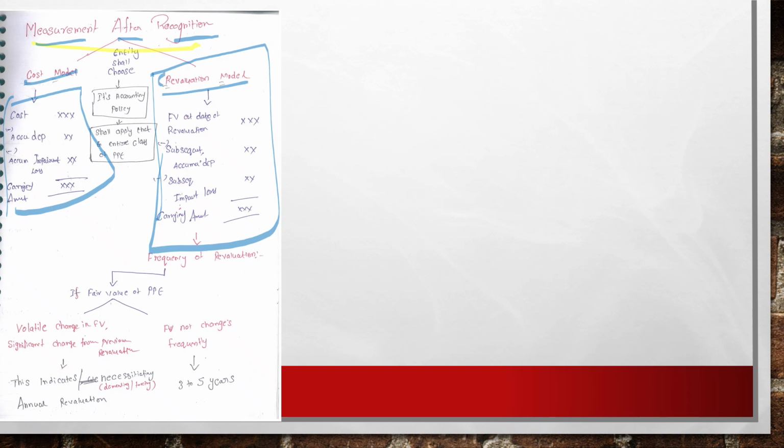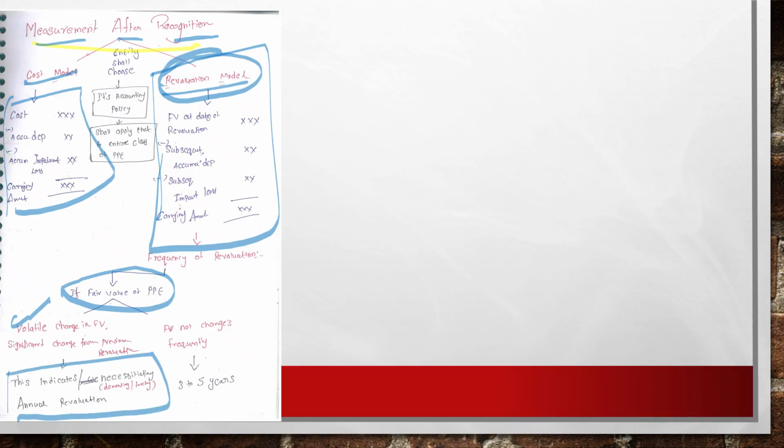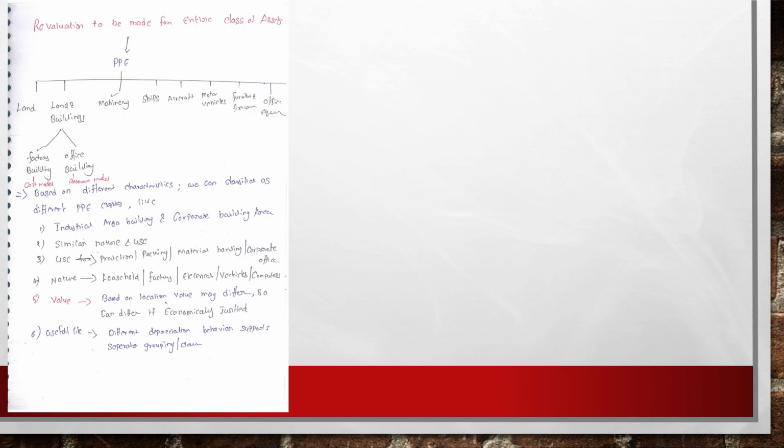The revaluation model will be selected when the fair value of the PPE is volatile or non-volatile. If it is volatile, we need to revalue annually if required. If it is non-volatile, the changes in the valuation of that particular PPE are not frequent, so we will do that revaluation in 3 to 4 years. So what are the revaluation clauses? And you should know, right?